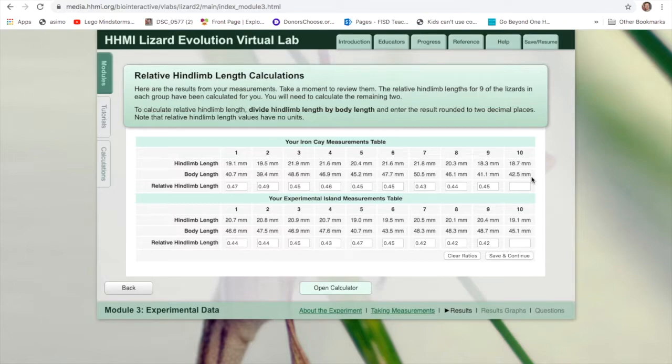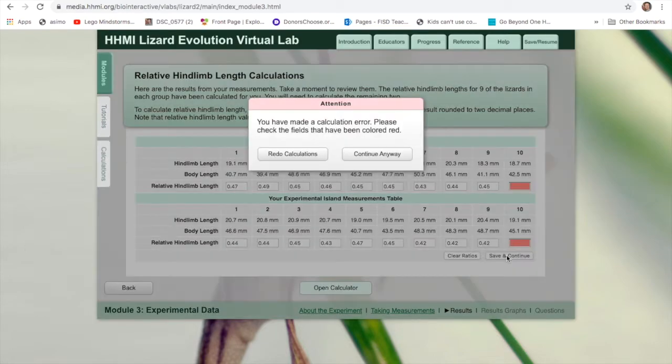Now here, if we look, they divide the hind limb length by the body length. When you make that division, you find out how long the hind limbs, those back legs, are compared to the body. Here you see that the hind legs are a little bit shorter compared to the body than they are for the ones that live on the island with the trees where they would need to run faster. Here they're needing to grip branches. I'm going to save and continue because that's already been calculated.